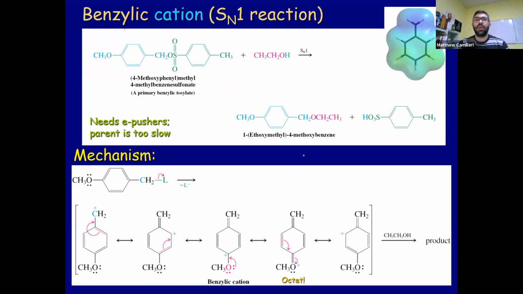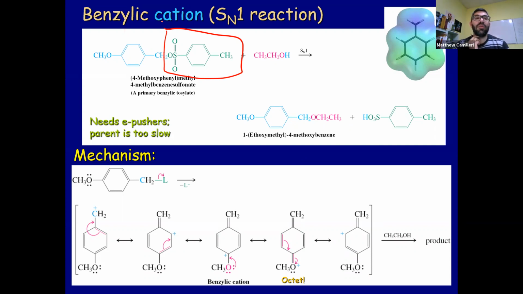Now, benzylic cations, they can happen, but it needs electron pushers. An electron pusher would be something where, for example, the alcohol is going to attack and is going to remove the sulfonate. So here what you have is a good leaving group. You do need a very good, strong leaving group.